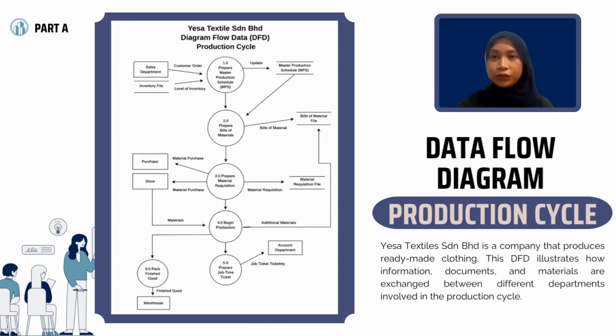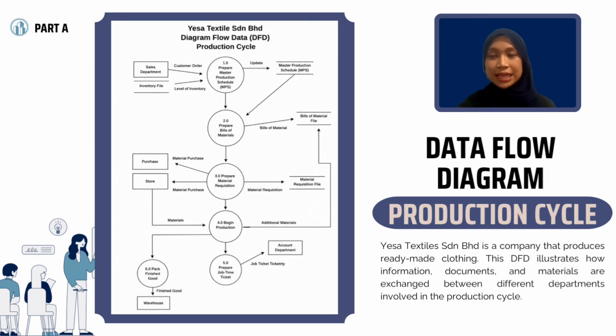Next, we will move on to process 5, which is to prepare the job time ticket. During the production process, job time tickets are prepared to track workers' activities and record the amount of time spent by employees in production. The job time ticket is then sent to the accounting department, where it is used for wage calculation purposes. This ensures that employees' working hours are properly recorded and accurately calculated.